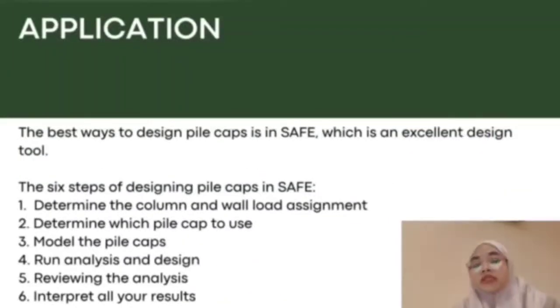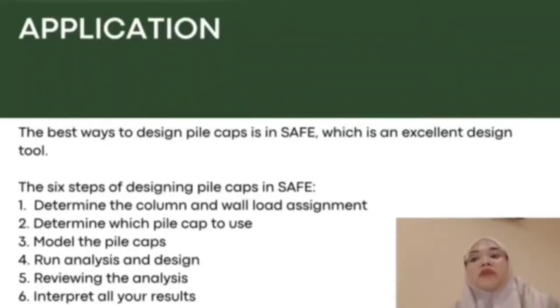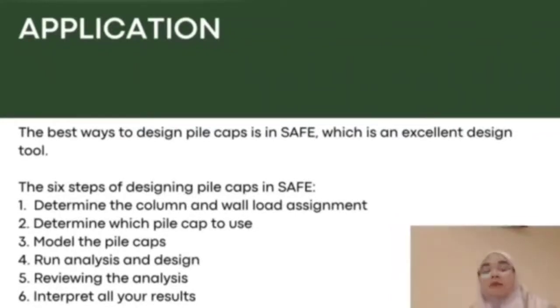For application for design of the pile cap's formwork, we use SAFE, S-A-F-E, which is an excellent design tool, because it has the 6 steps of designing a pile cap in SAFE. First is determine the column and wall load assignment, 2 the pile cap, and 4 is run analysis and design. 5th is reviewing the analysis, and 6th is interpret all your results. That's all for me. Thank you.